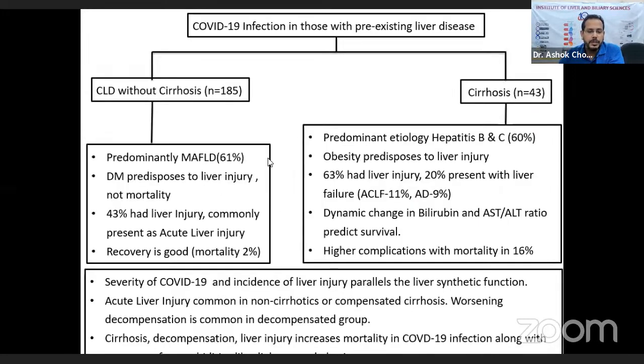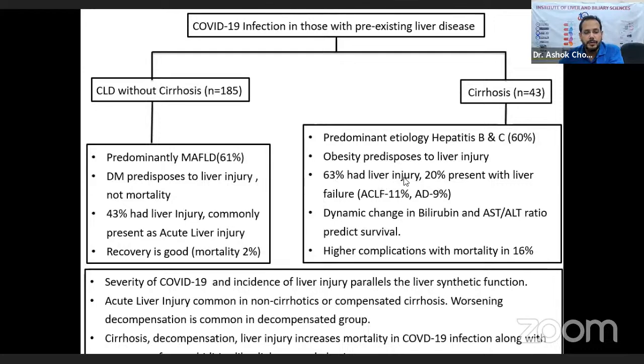So from this study, we found that those having CLD without cirrhosis, mostly dominated by NASH, diabetes predisposes to liver injury, but is not a predictor for mortality. 43% have liver injury, the commonest being ALI, and the recovery is very good. If it is cirrhosis, the predominant etiology in Asia is viral. Obesity presence increases more injury.